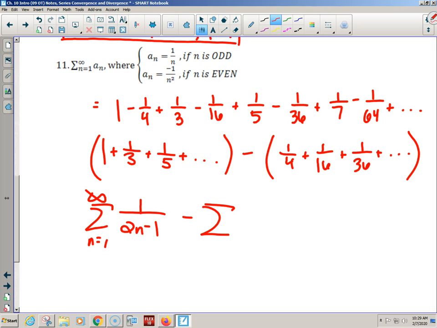Who's this guy? Is he divergent or convergent? Divergent, right? He's divergent. But how would you prove that? Integral. You could do the integral test. You would have to do a little bit of a u prime, so it'd be 1/2 ln of u, 1/2 ln of 2n minus 1. But when you go to plug in infinity to ln, what's going to happen?